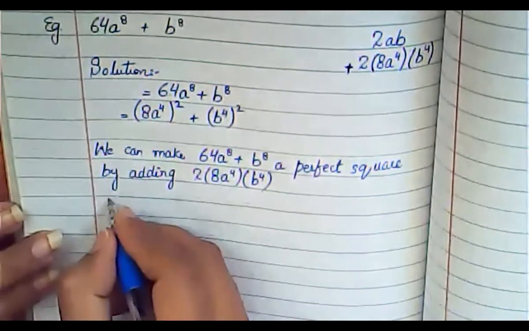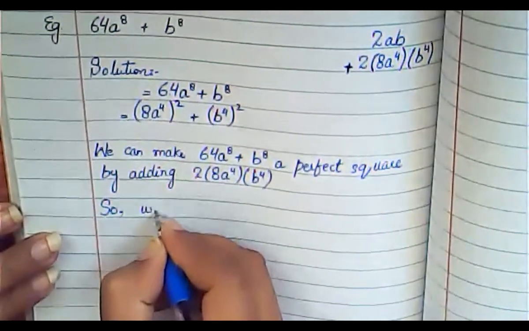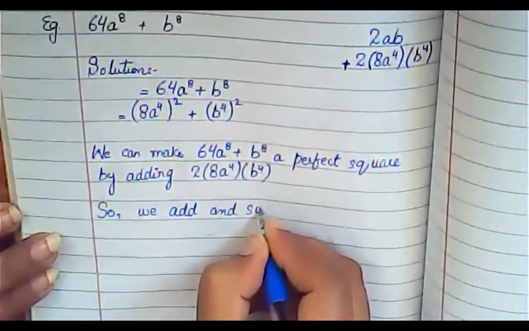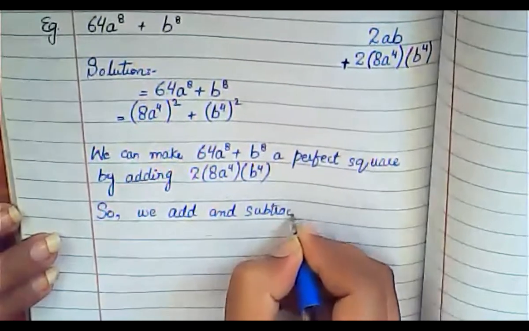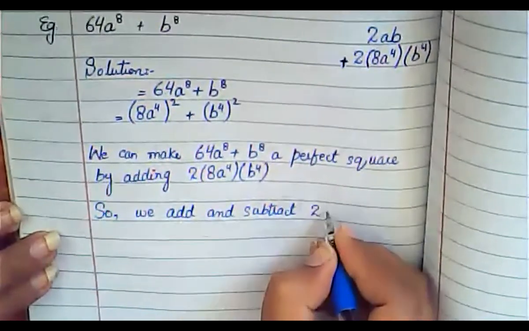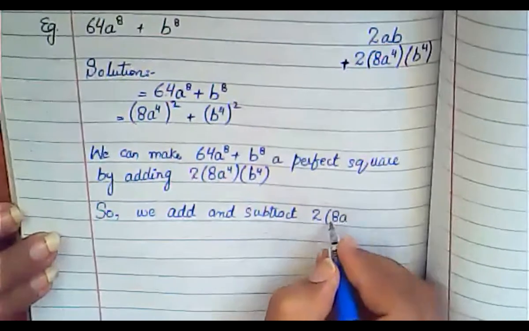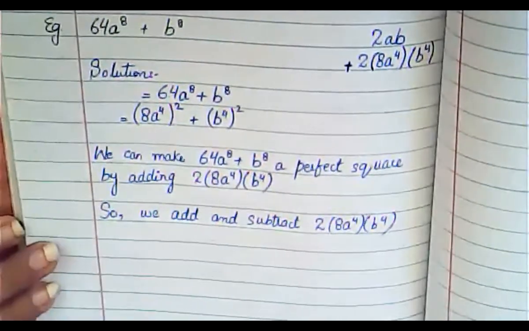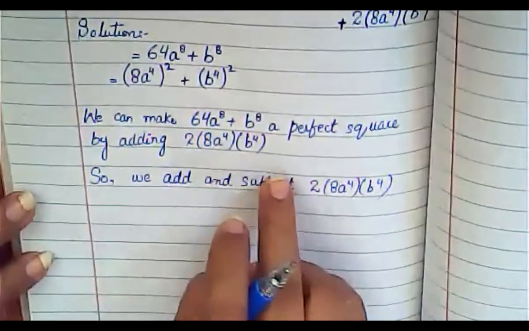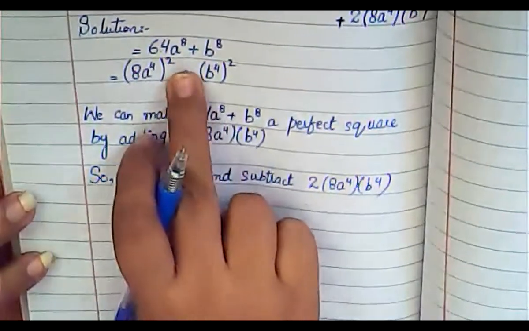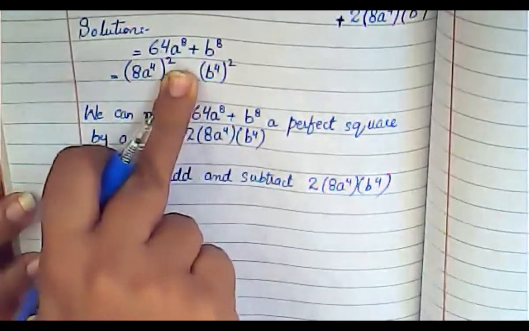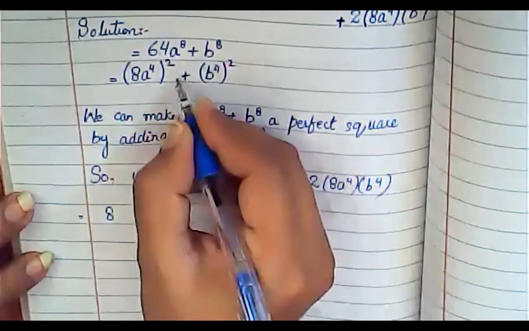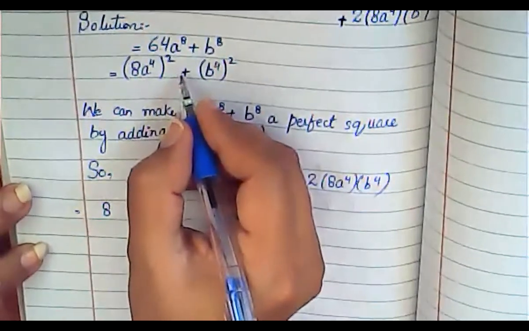So we add and subtract. We will add it, and we will also subtract it, which is 2 8A4 B4. Now look here, how will you write it? The term that you are going to add, you will write in between these two values, because this is your middle term. So you will write it down here. This step I'm going to continue.